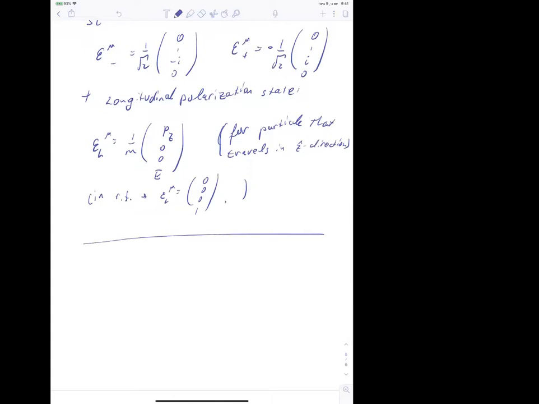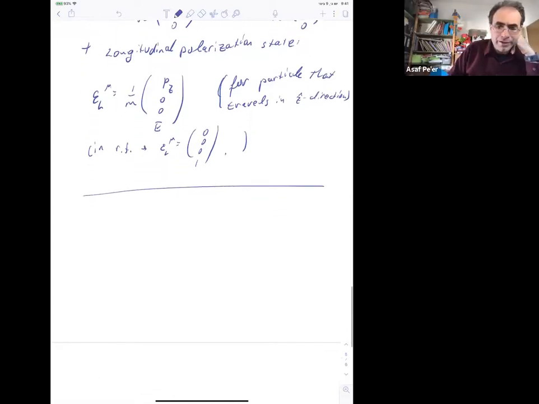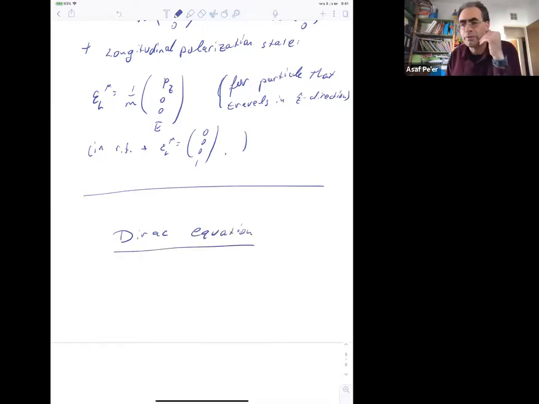Fine. So now we're going to the next subject. It's a big subject, and it's a really cool subject, in my opinion. And that's called the Dirac equation. Out of curiosity, how many of you have heard or have seen the Dirac equation before? One. Where have you seen that?